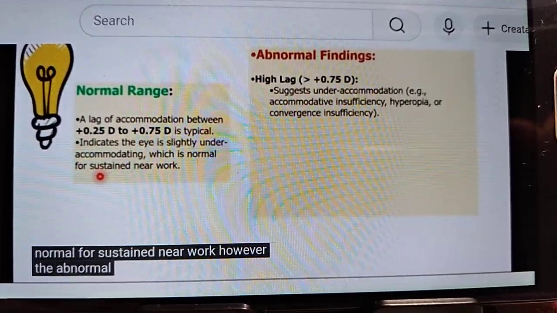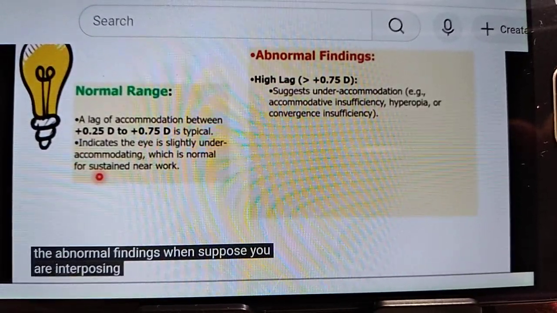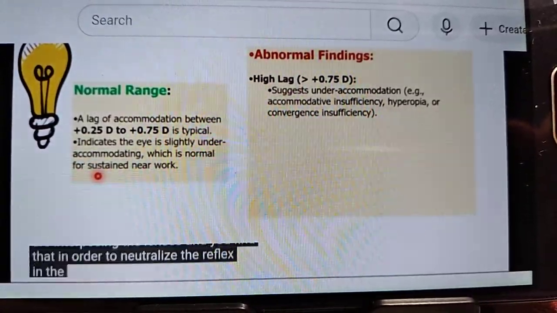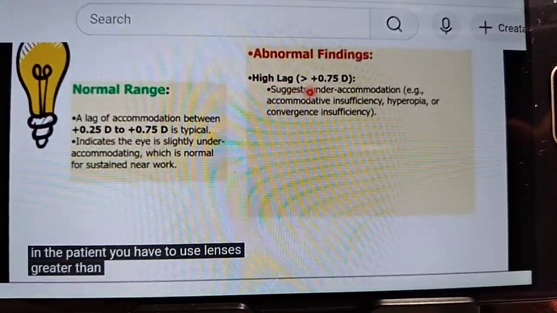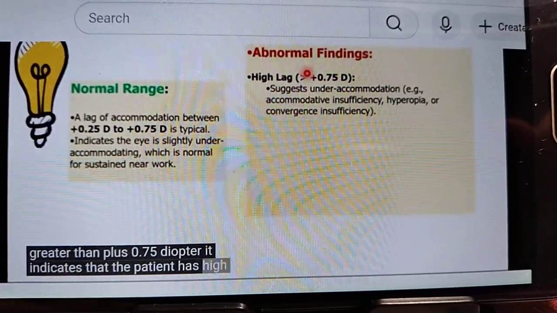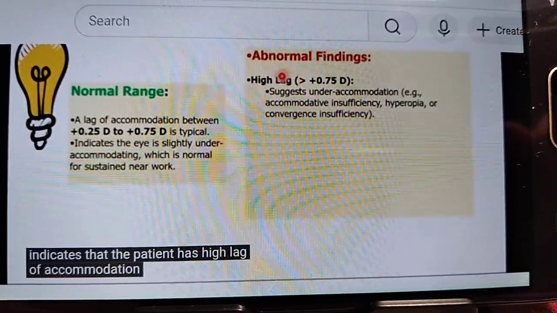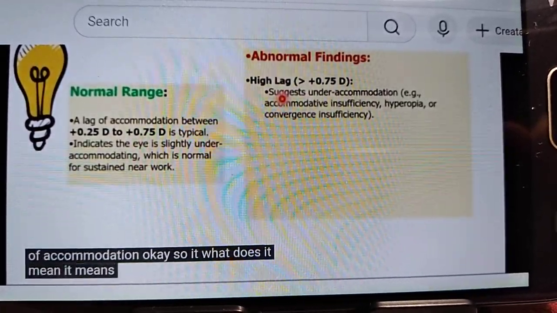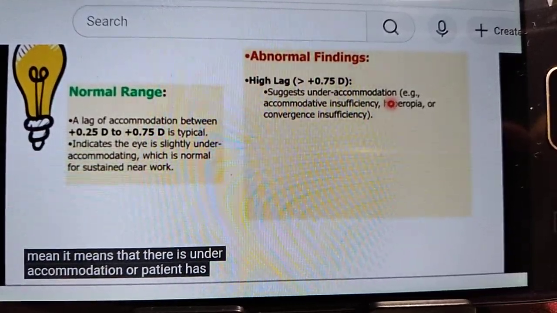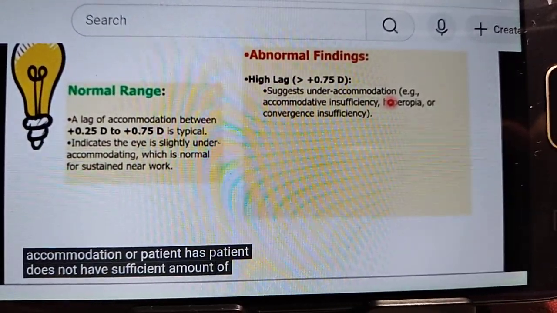However, the abnormal findings: suppose you are interposing the lenses and you find that in order to neutralize the reflex in the patient, you have to use lenses greater than plus 0.75 diopter. It indicates that the patient has high lag of accommodation. Okay, so what does it mean? It means that there is under accommodation, or the patient does not have a sufficient amount of accommodation.